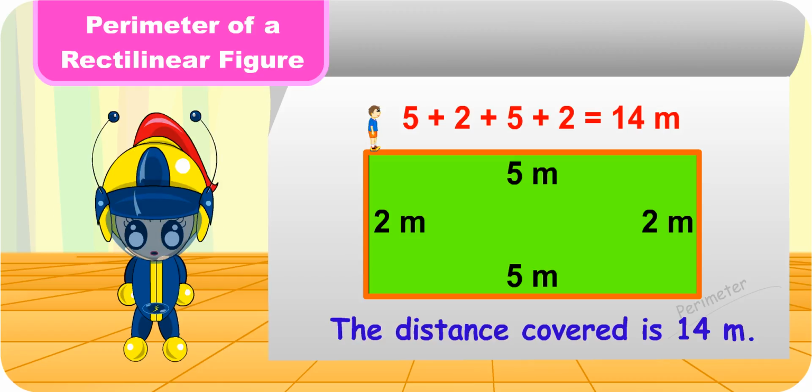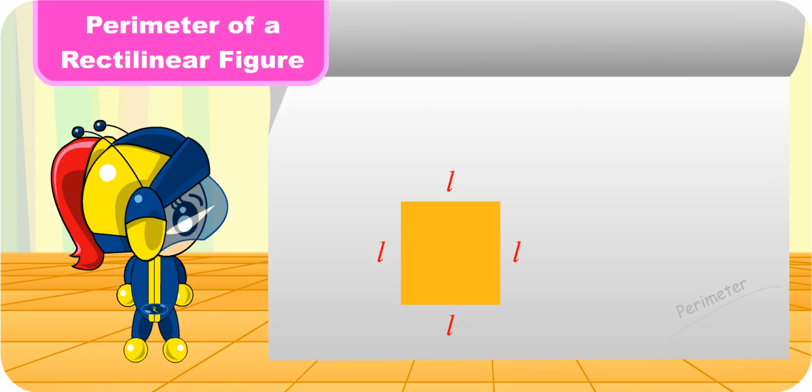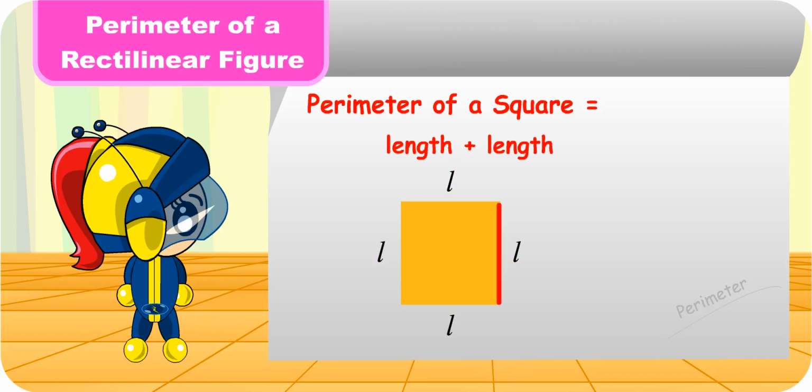The distance covered is 14 meters. Teacher, do we find the perimeter of a square in the same way? A square has all equal sides, so the perimeter of a square is equal to the length of all four sides. Perimeter of a square is equal to length plus length plus length plus length.